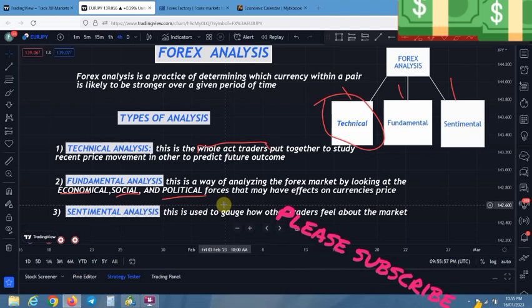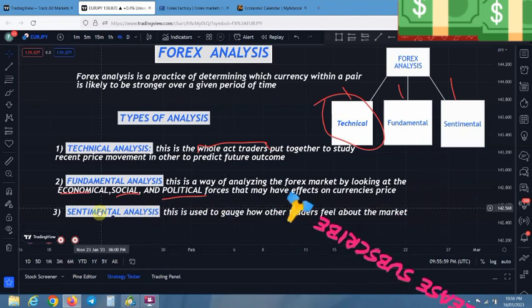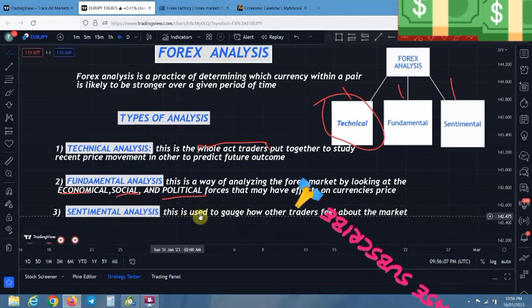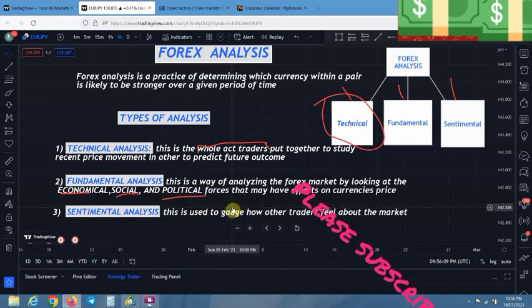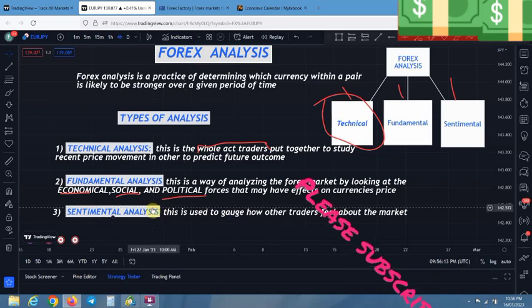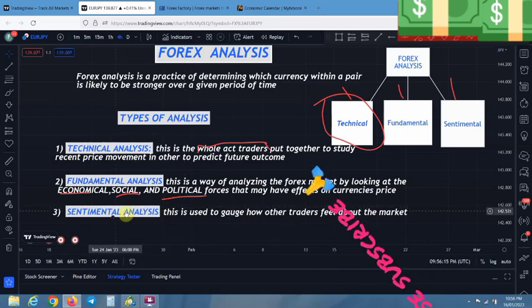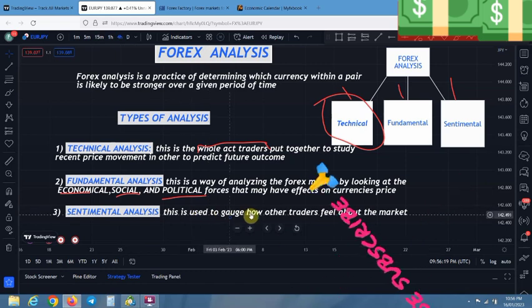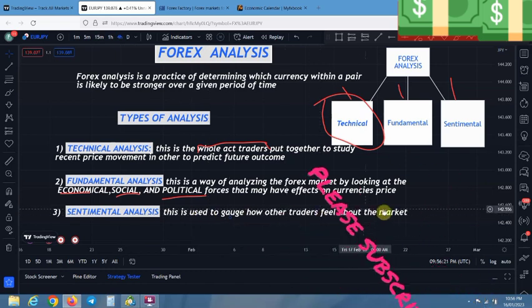Okay, so with that being said, let's go over to the next type of analysis, the next way you can analyze the market, which is the sentimental analysis. Now, what is the sentimental analysis? That's what traders will ask. Sentimental analysis is all about gauging how other people feel. So I'm going to read from the definition I gave here. This is used to gauge how other traders feel about the market.